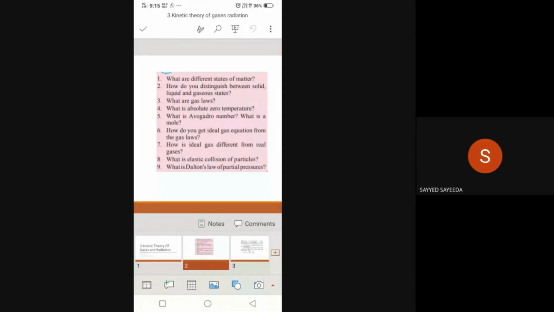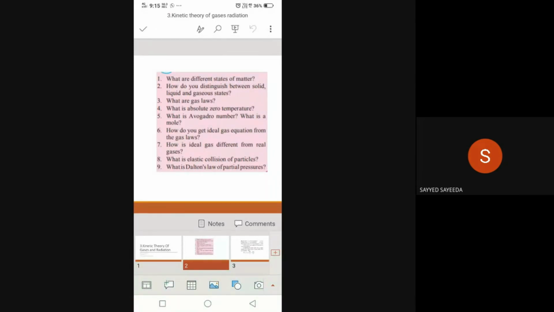So we are understanding what the states of matter are: solid, liquid, and gases. In case of liquid, what happens? The molecules have very little intermolecular force of attraction. In case of solid, molecules just vibrate around their mean position. Only the vibration is there. In case of solid, the molecules do not move. That's why solid has a definite shape and definite size.